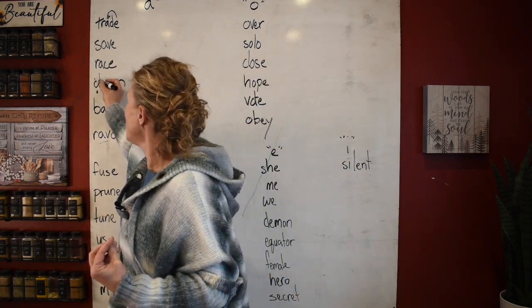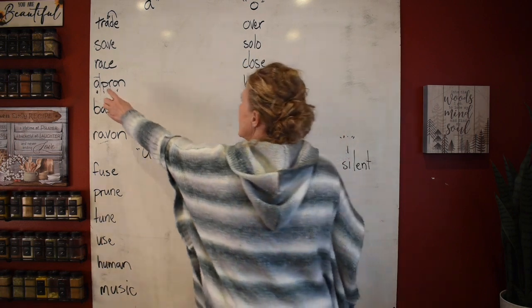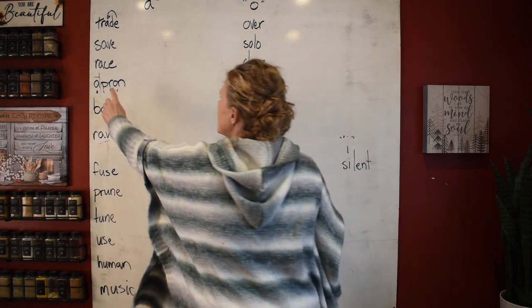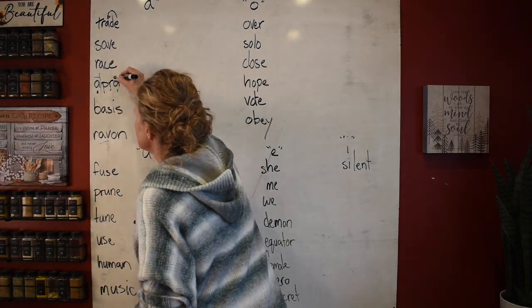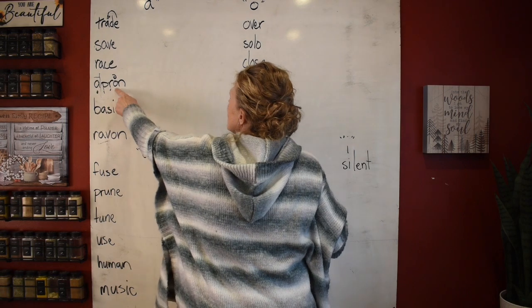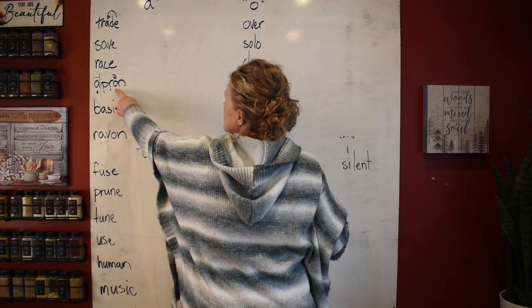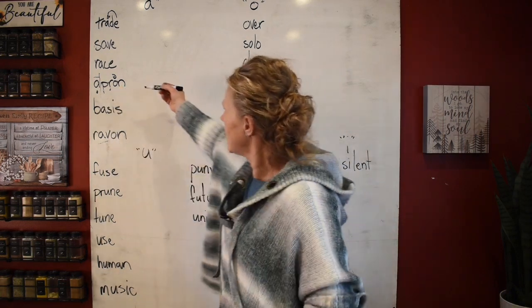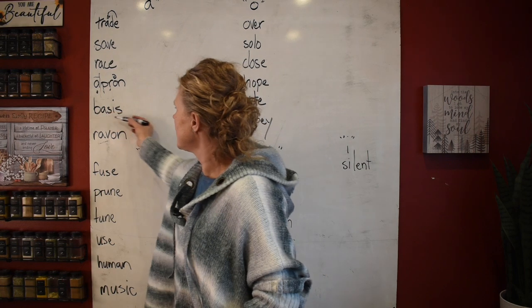And this is an open syllable. So it's going to say A, because it's the accented syllable, and the O turns to schwa because it's closed and it's not accented. A's and O's are tricky. Apron, apron.